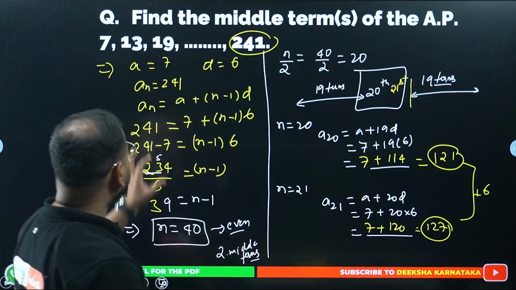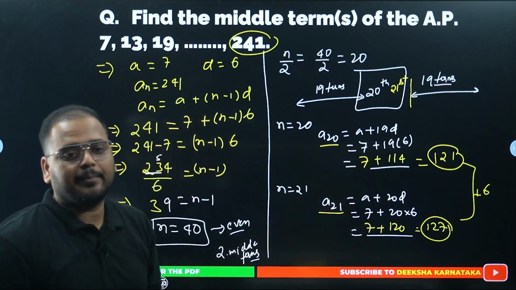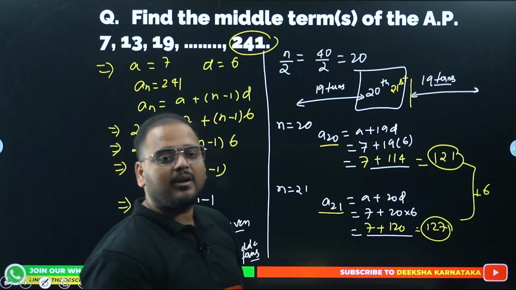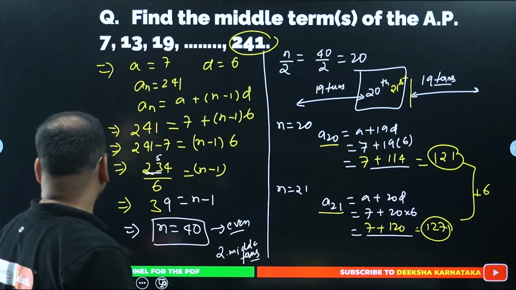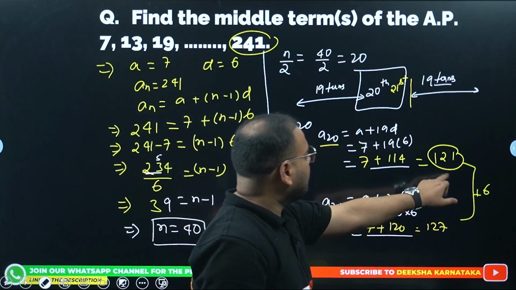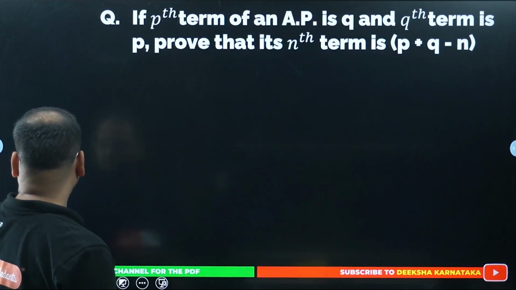Moving on. So find the middle terms. The middle terms are the 20th term and 21st term: 121 and 127. I hope this is clear. Let me erase this so there is no confusion while writing your answers for these two questions. Okay, next.